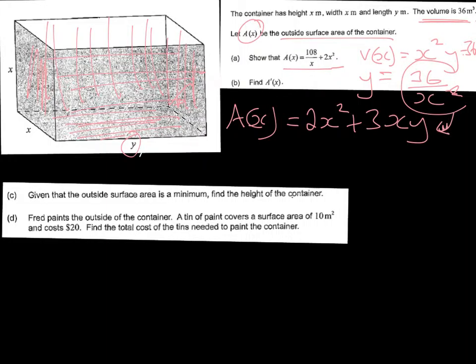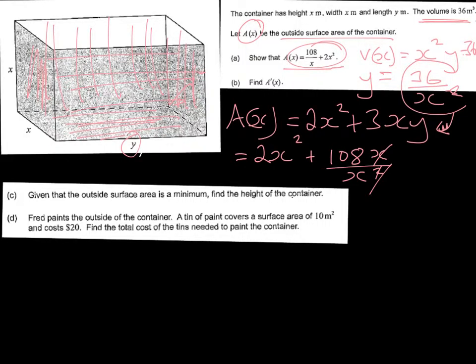We've just found that y is 36 over x squared, so we can substitute this in, and we end up with 2x squared plus 108x over x squared. That x will cancel out with one of those, and we are left with 2x squared plus 108 over x, which is what we're asked to show here.